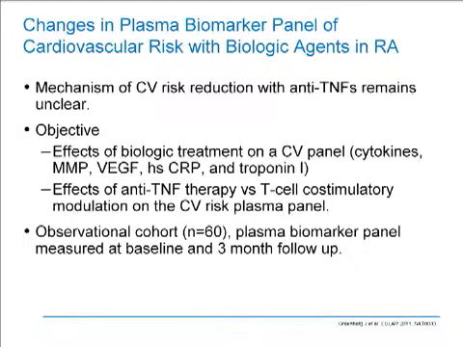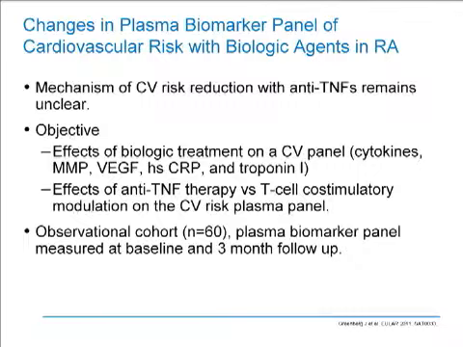So now we're going to look at biomarkers, looking at a plasma biomarker panel and the cardiovascular risks when patients are being treated for RA. We know the mechanism of cardiovascular risk reduction with the anti-TNF seems like a plausible hypothesis, but the true underlying mechanism that accounts for this is really unclear. So ongoing studies tried to look at the effect of biologic treatment on a cardiovascular biomarker panel. In this particular one, looking at cytokines, MMP, VEGF, high-sensitivity CRP, and troponin I.